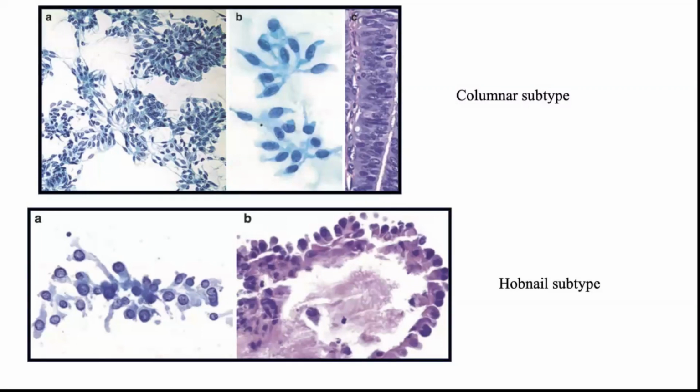So moving on to a rare variant, which is a hobnail variant, which is present in less than 1% of all PTCs. Can someone tell me what a hobnail is? It is an eccentrically placed nuclei in the cell, which bulges out of the cell membrane. Hobnail. How does it look? A hobnail.